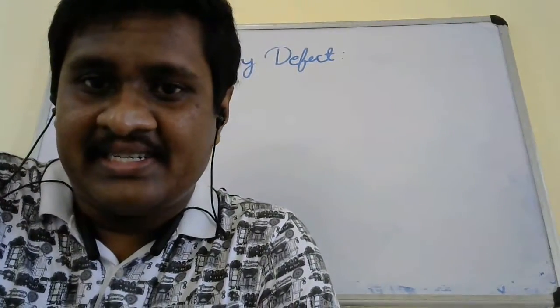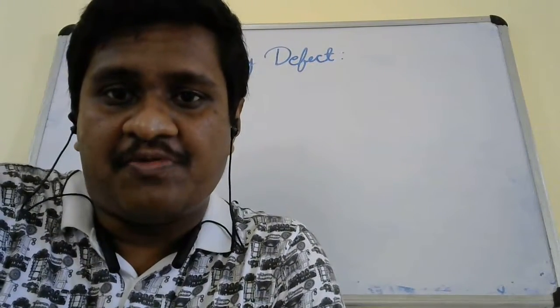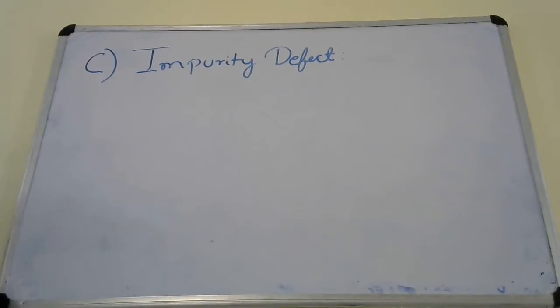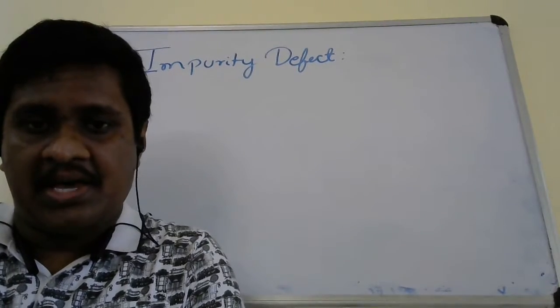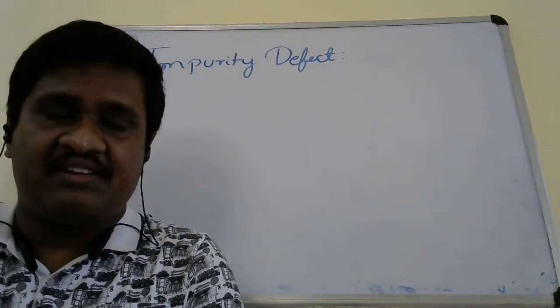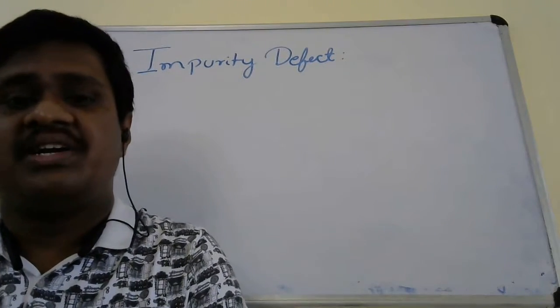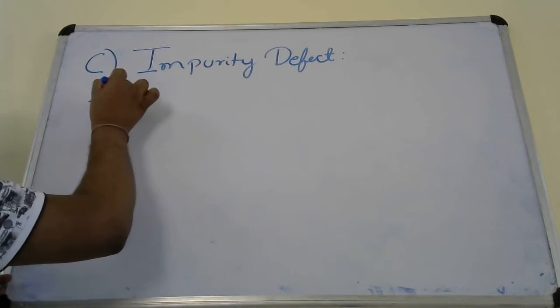Hello students. So now we will see another type of defect, that is impurity defect. Till now we have seen stoichiometric defect and non-stoichiometric defect. Now we will see impurity defect. Now what is impurity defect? This defect arises.